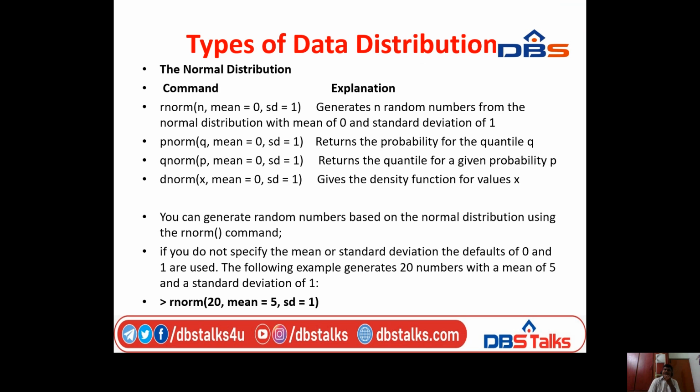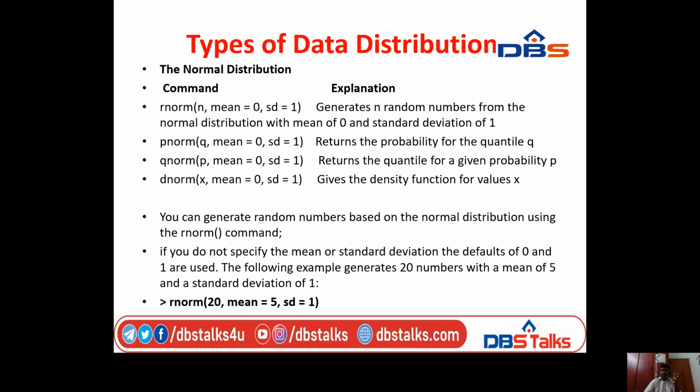Now coming to the types of distributions. Not only the normal distribution, but many distributions are available. Those are very important for different purposes. Here we are taking some set of commands we use for distributions. Here we are taking the normal distribution. What are the commands we use for the normal distribution? Command and explanation: rnorm(n, mean = 0, sd = 1) generates n random numbers from the normal distribution with mean of 0 and standard deviation of 1.